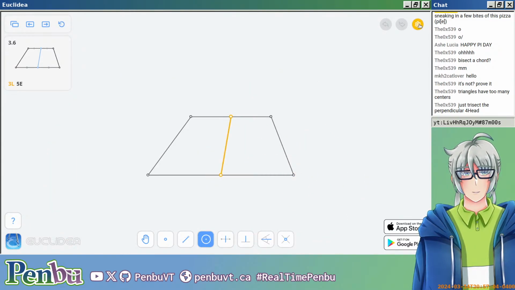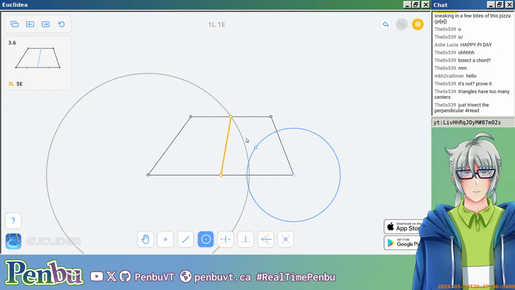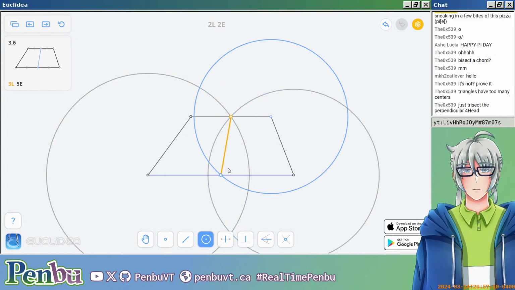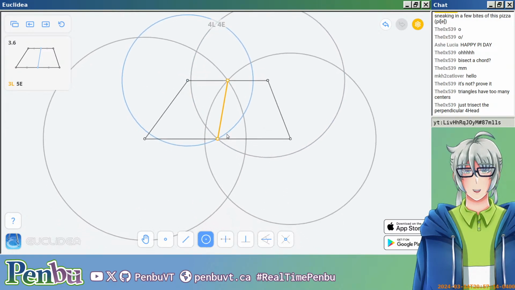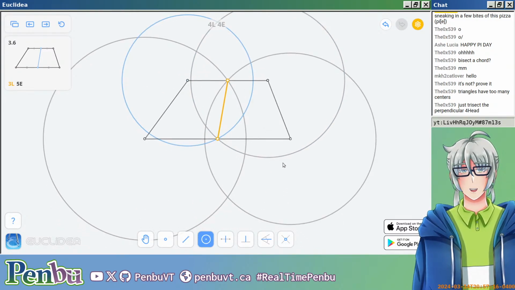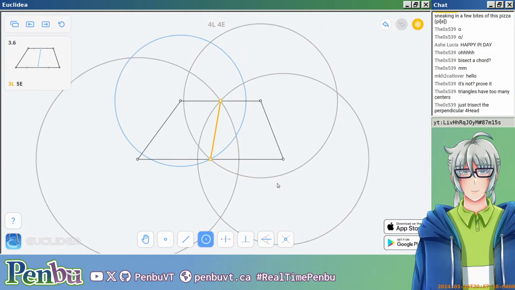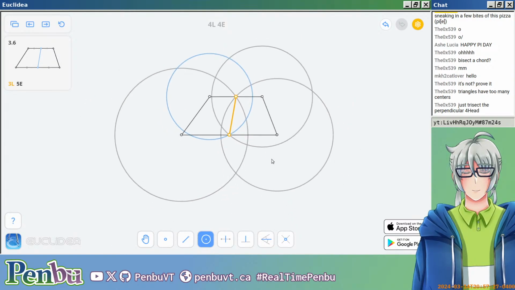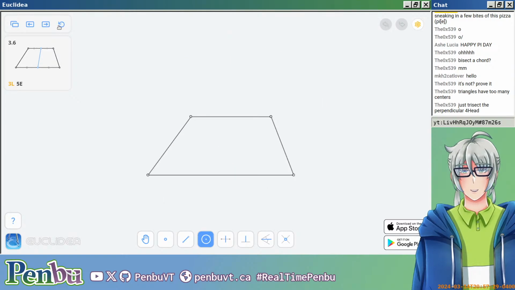And we have no way of knowing over here that this point actually is a thing. And then same thing with this. We have no way of constructing that without knowing what this line is. Yeah, I don't know. We're gonna move on.